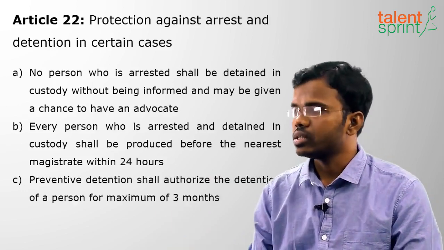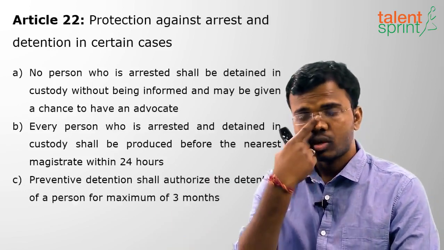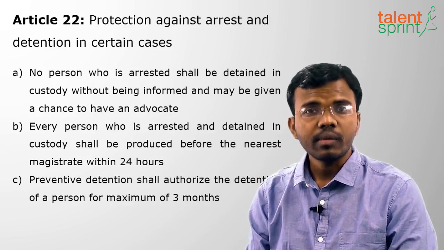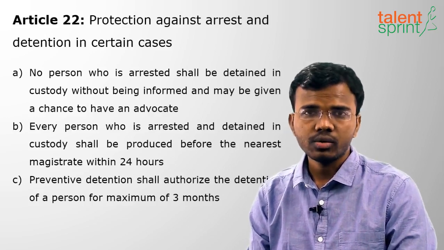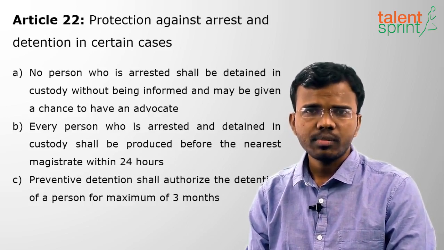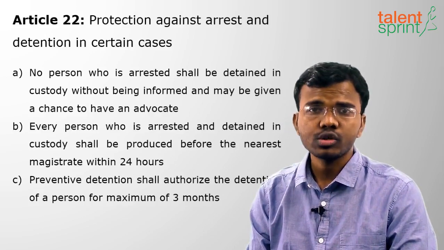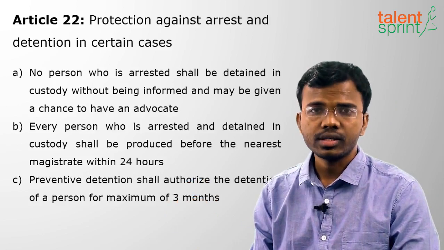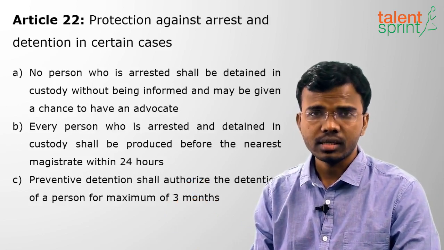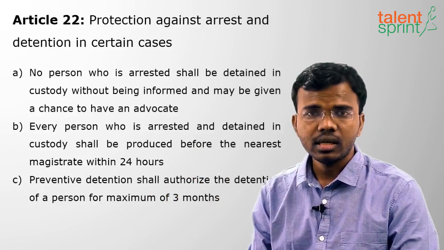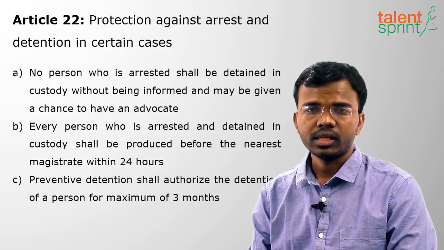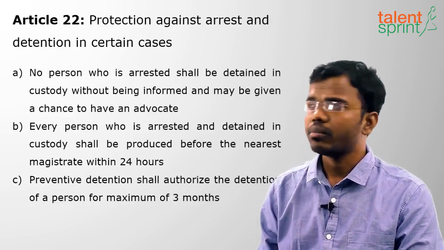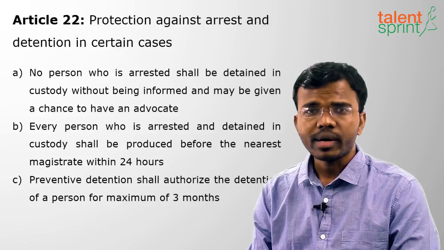And the next protection is preventive detention. What is preventive detention? A person may be arrested before he commits the crime also. Suppose a person is linked to terrorists. He may be arrested beforehand to prevent the crime, because prevention is better than cure. Whenever a person is arrested on the charge of preventive detention, he may be kept in custody for 3 months only. That is the maximum time period. If the police want to keep him for more time, they have to take the permission of the judicial magistrate.